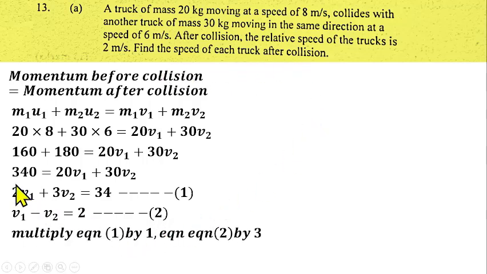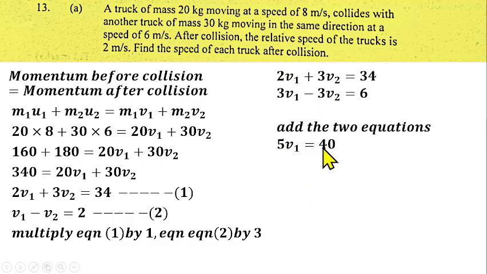You can multiply equation 1 by 1, then multiply equation 2 by 3, so as to eliminate v2. If you do that for equation 1, we have this. Then for equation 2, multiplying by 3, we have 3v1 minus 3v2 equals 6. We can now eliminate v2 by adding these two equations together. That will give us 5v1 equals 40. Dividing both sides by 5, v1 will be equal to 8 meters per second.